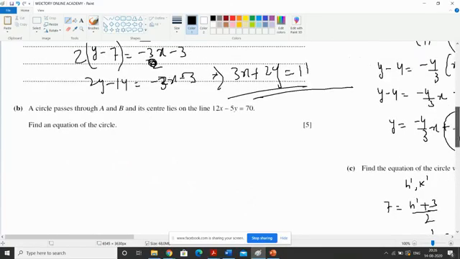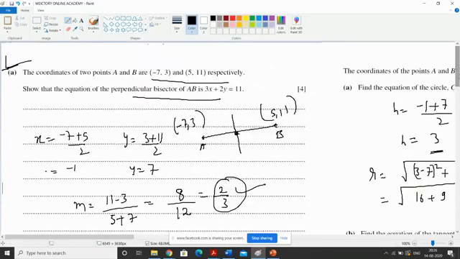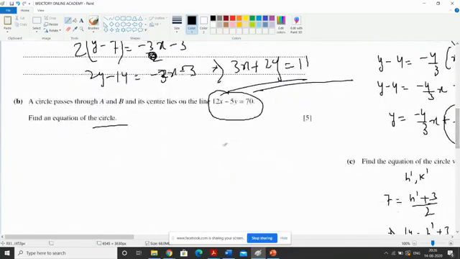A circle passes through A and B and its center lies on this line. Find the equation of the circle. So a circle passes through points A and B. It means AB is like a chord, and this is A, this is B.